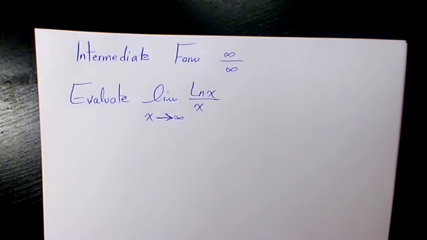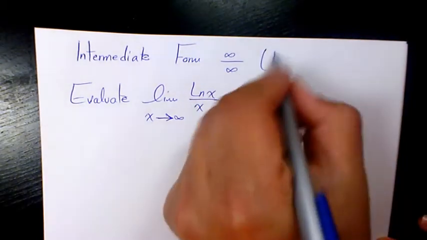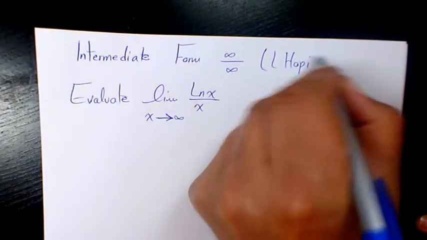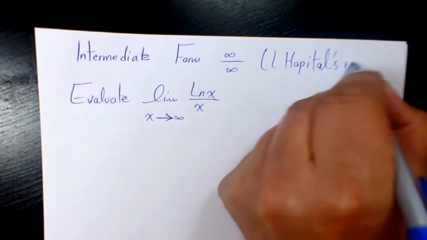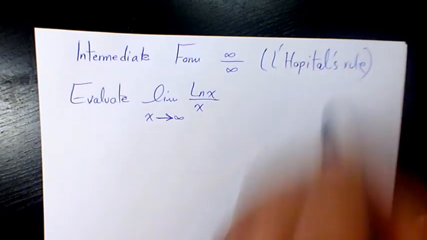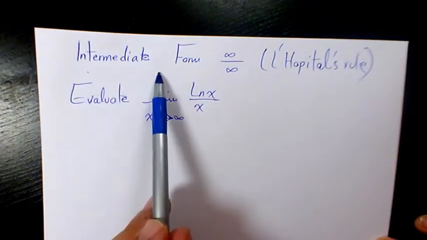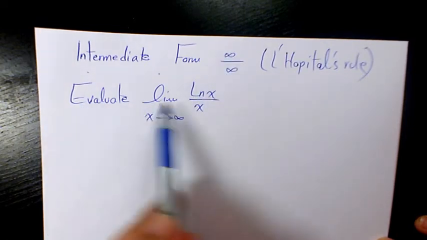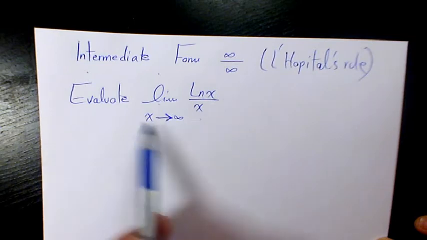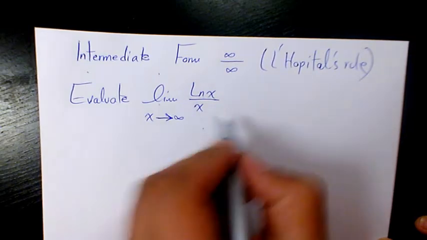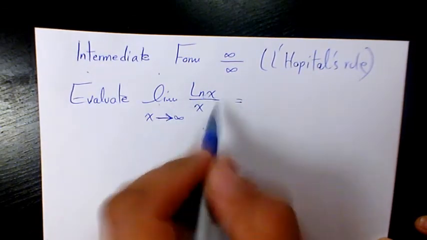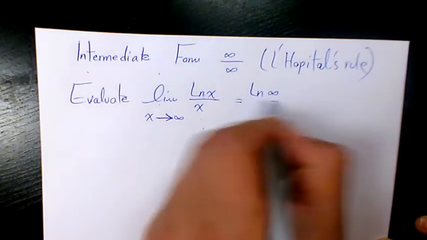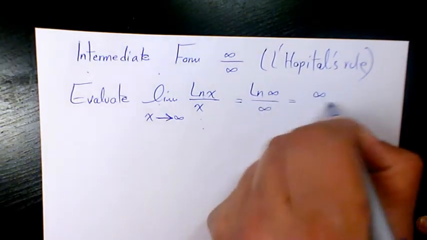Welcome to another video. In this video I want to show you how to use L'Hopital's rule when we are dealing with indeterminate form infinity over infinity. We want to find the limit of ln x over x as x approaches infinity. So we just sub it there. It's going to be ln infinity over infinity, which is going to be infinity over infinity.